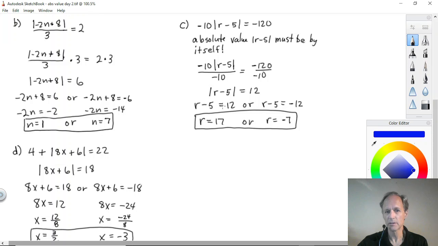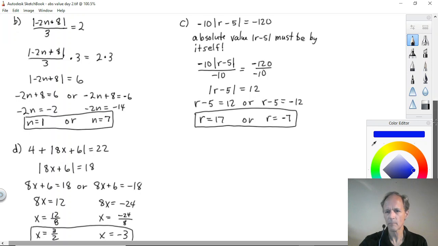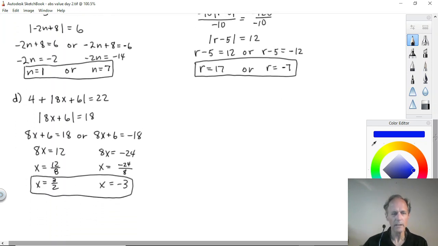Split it into the two parts, like we've done on several of them. r minus 5 equals 12, or r minus 5 equals negative 12. And solve both of those, you get 17 and 7. So we just have one more. Here we have 4 plus the absolute value of 8x plus 6 equals 22. We simply subtract the 4 from both sides first thing, right? So that the absolute value is isolated.